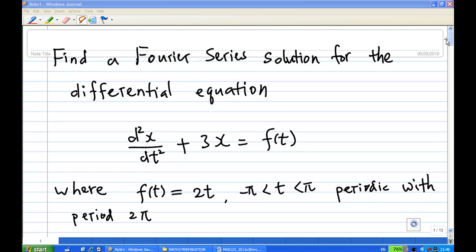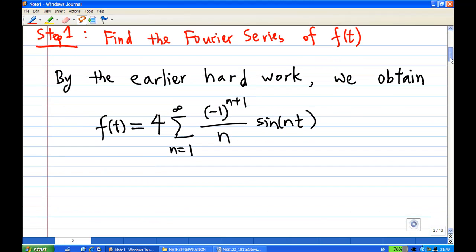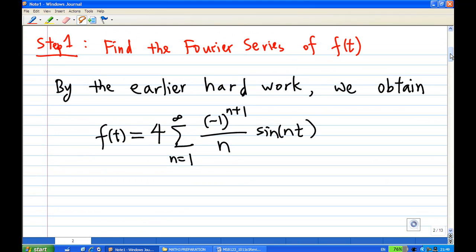In this case, the first thing to do is find the Fourier series of the right hand side f(t). From the earlier hard work, we find that the Fourier series of f(t) is 4 times the summation of n from 1 to infinity of (-1)^(n+1)/n sin(nt).